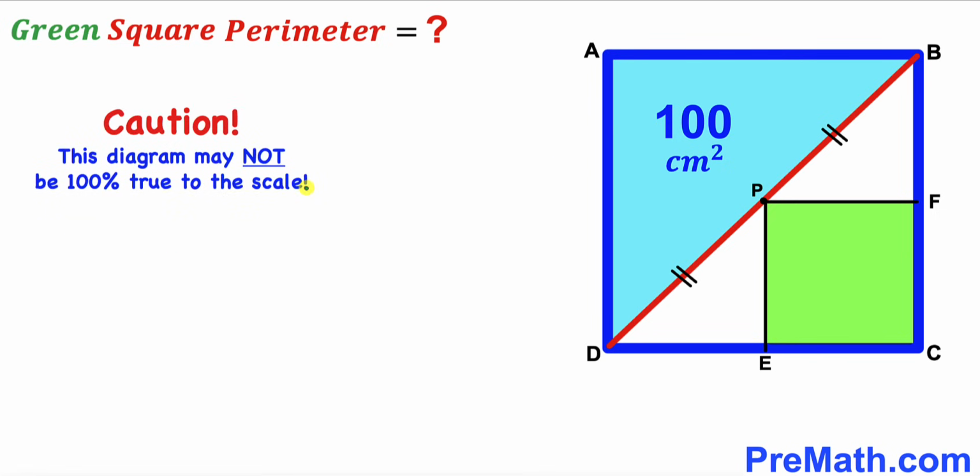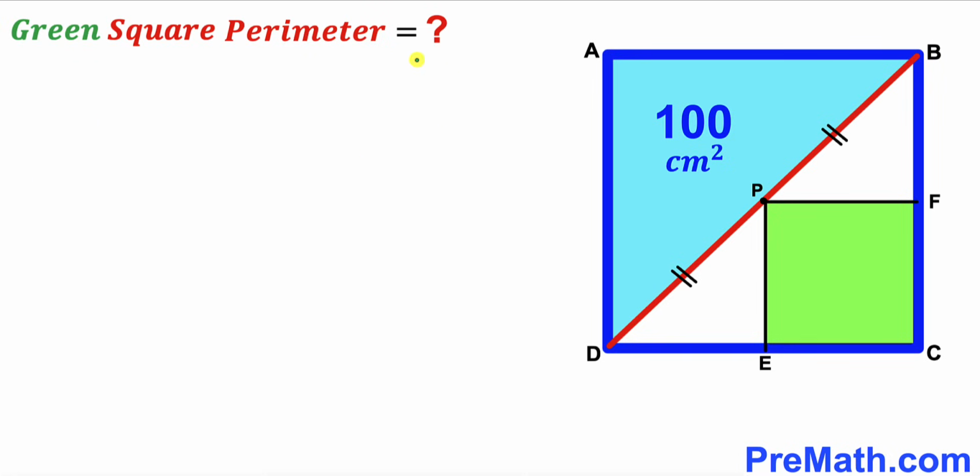And please keep in mind that this figure may not be 100% true to the scale. Let's go ahead and get started. And here's our very first step. Let's focus on this green shaded square. And I'm going to label its side length as lowercase a, since all the sides are equal. So this side is going to be lowercase a, and lowercase a across the board.